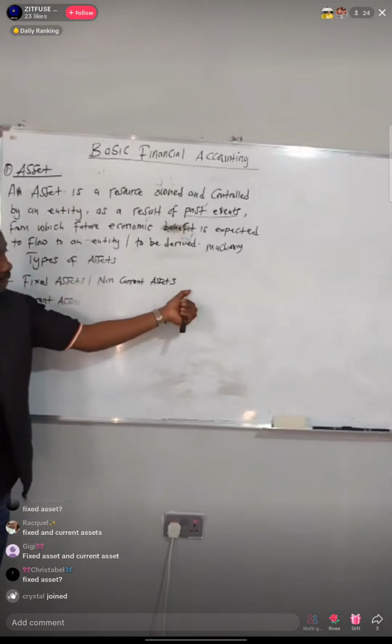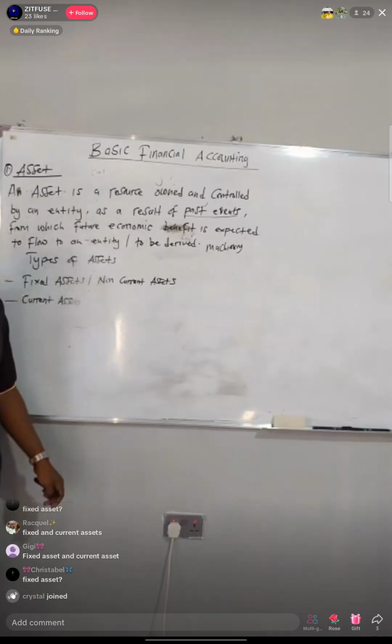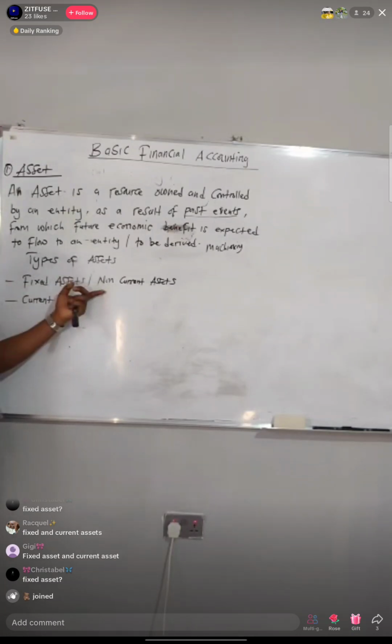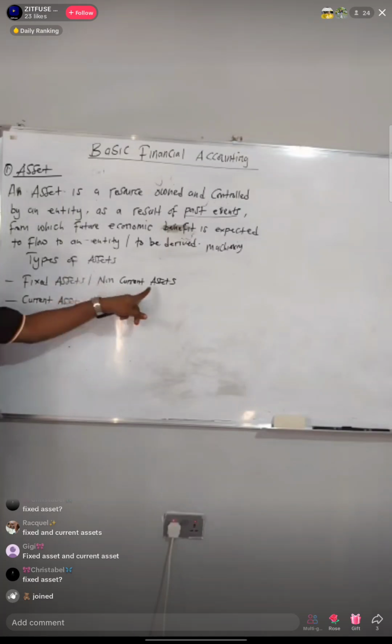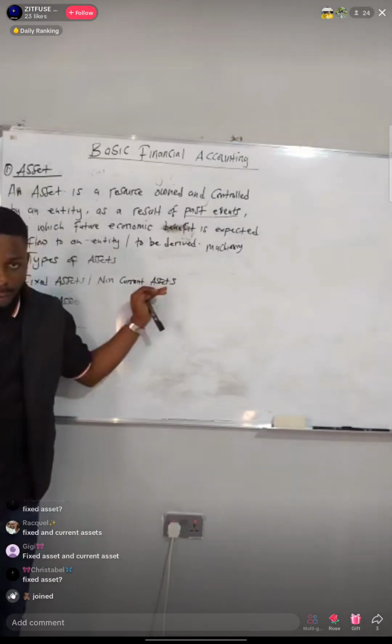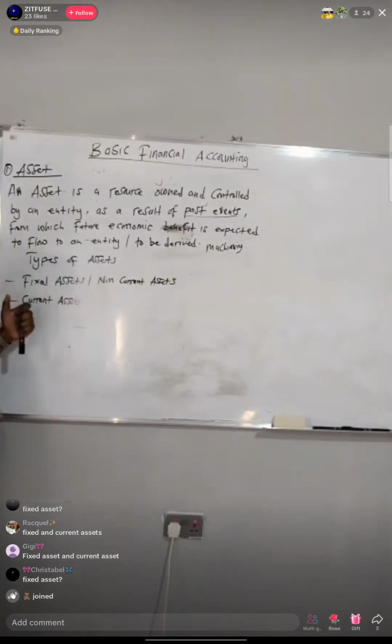The book you have been using, I think they recommended Frankfurt if I'm not mistaken. But there are also other books, like for SCCA, CIMA, and so on and so forth, where you find these non-current assets. So these are the two types of assets.